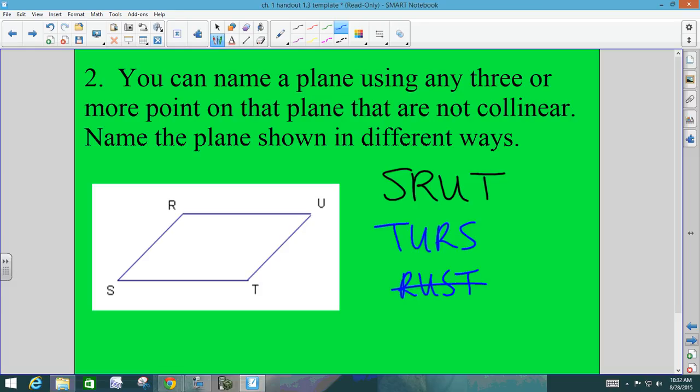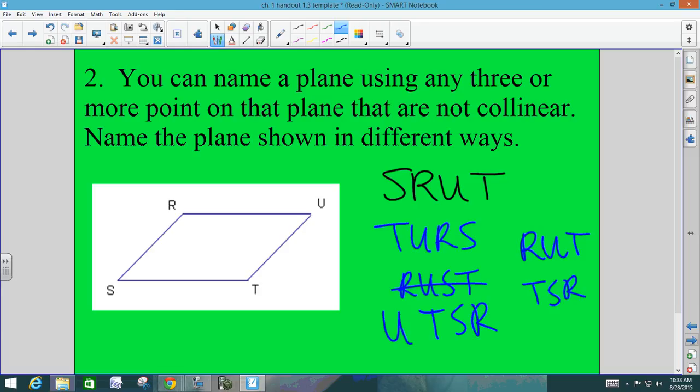Oh, Tyler, you have a name? UTSR. That's a name. We could name it RUT. You can use 3 letters. Just stop there. Tyler. TSR. 3 or more. You have to have 3. You can have more. Make sure you either go clockwise or counterclockwise. Don't skip around. URST would work also. Yep. There's multiple names for the plane.